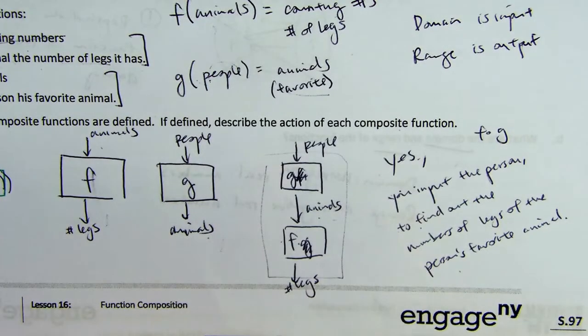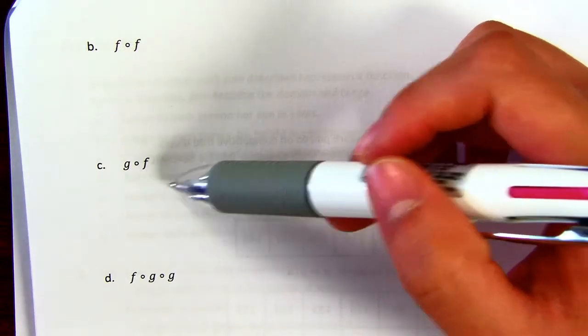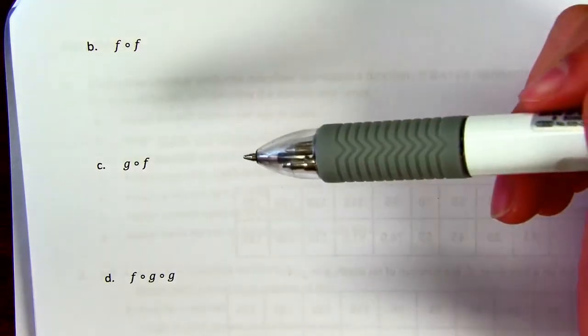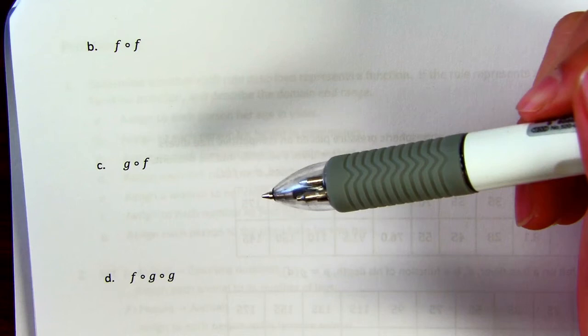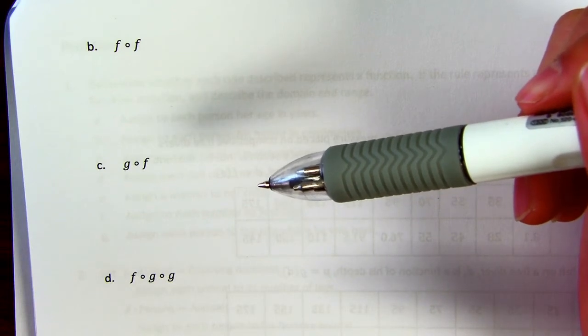Hopefully that was clear, but I want you guys to give it a try for the rest of example number 2, because now you're going to be trying to put the two functions together, putting g first and then f, and thinking about what goes in and what comes out in terms of input and output, and whether or not it makes sense, whether or not it can be defined. So give it a try, and good luck.